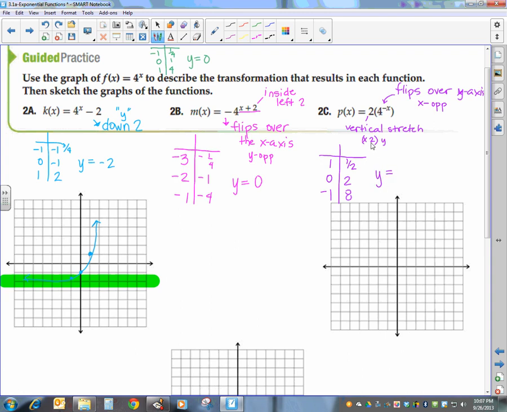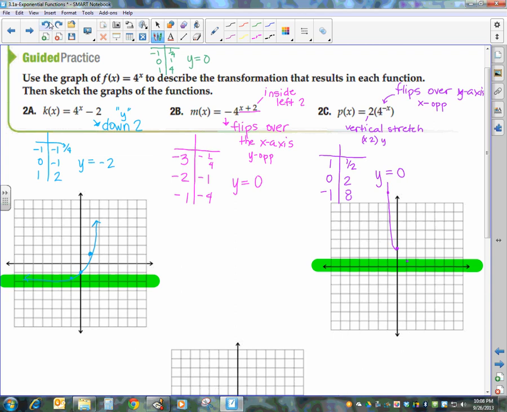My asymptote is y equals 0. If I multiply that by 2, I'm still at y equals 0. So we'll put in our asymptote y equals 0, and we're going to graph 1, 1/2, 0, 2, and negative 1, 8. Okay, so you can see that my graph is, I missed. Let's try that one more time. We won't belabor the point. All right. You're just attempting to approach it asymptotically and not go over it. So there we have some graphs of transformations.